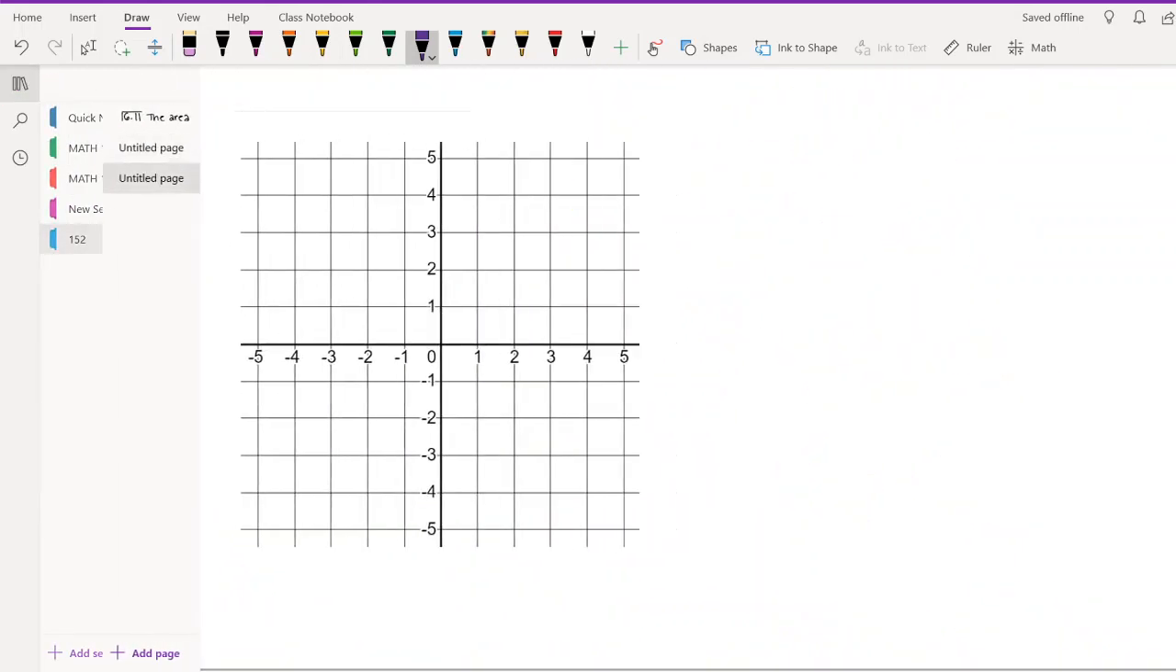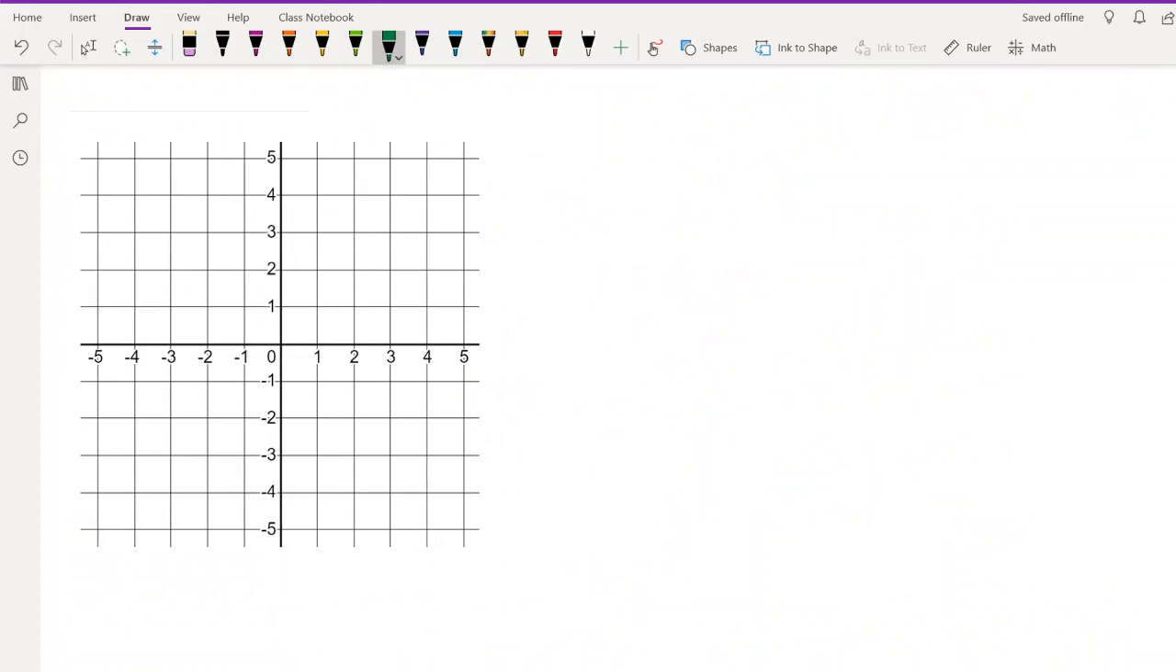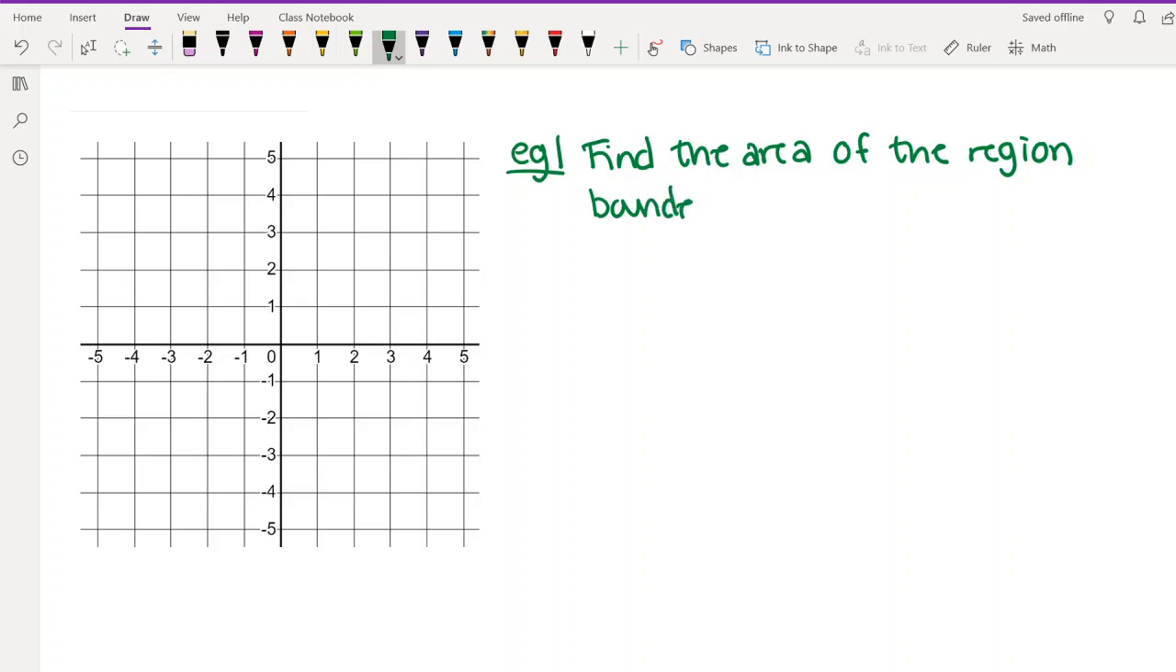All right, we're just going to do one more example. So in this example, we're going to find the area of the region bounded by y is equal to e to the x minus 1, y is equal to x, and x is equal to 3.